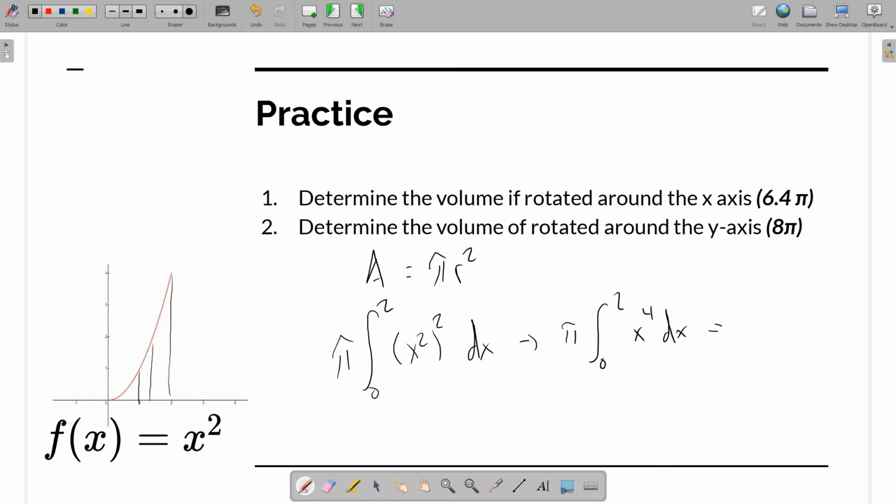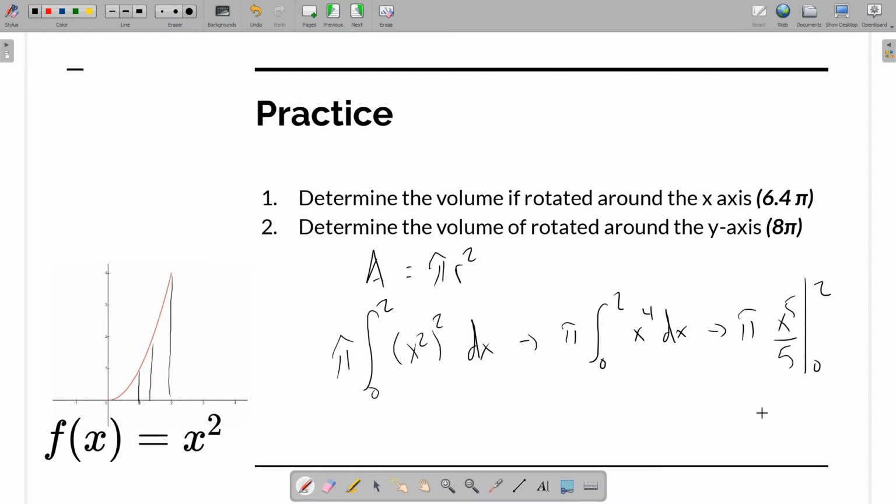And then I can actually perform the integration. I get x to the 5th over 5, going from 0 to 2. At this point, I'm going to take that 2 and plug it in, and then take the 0 and plug it in, but I don't really have to do that because it's a little bit redundant.